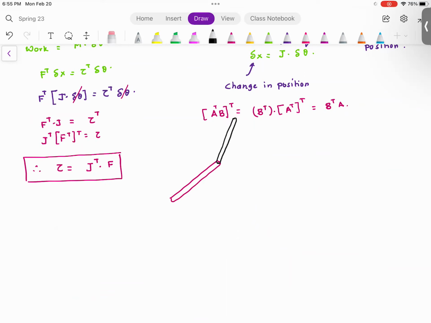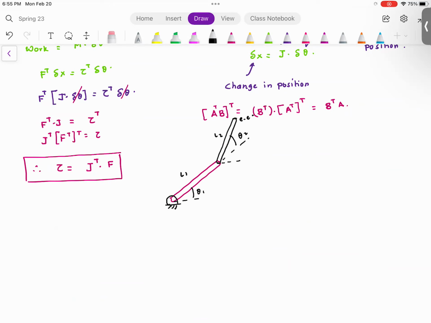This is L1, this is L2, theta 1, this is theta 2. This is where the end effector is. This is the first joint.